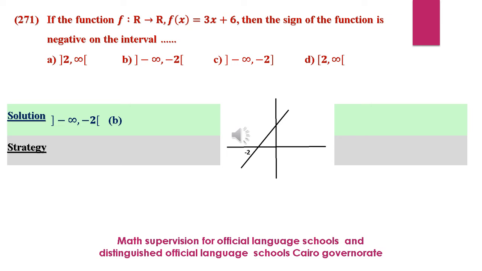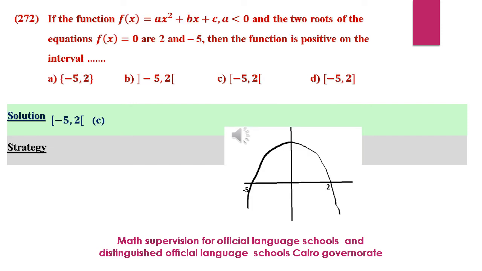Now, in the positive direction of the x-axis, to the right of -2, we find the function is going upwards, while in the left part it's going downwards. So it's negative in the interval from -infinity up to -2, open interval.